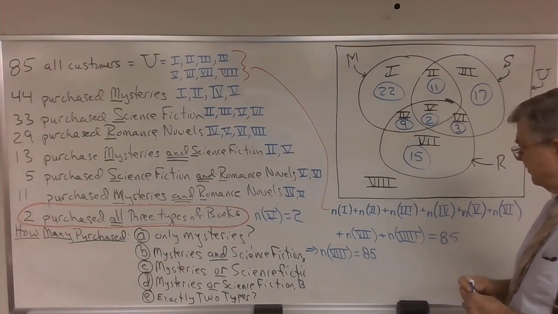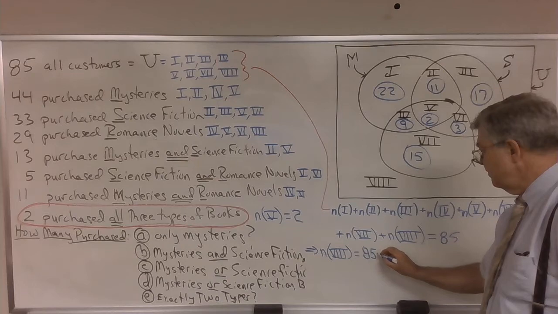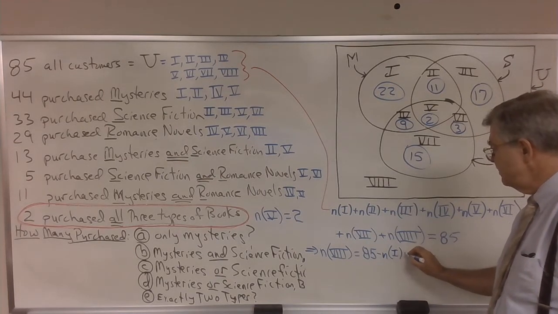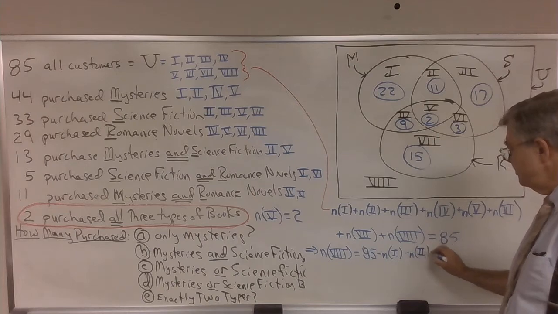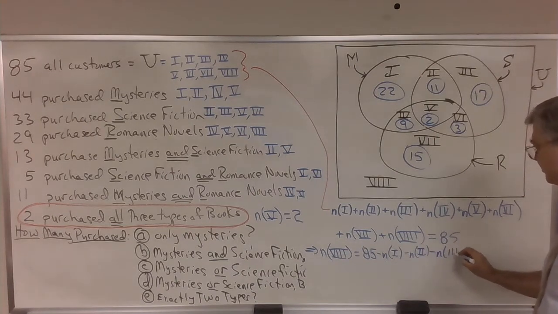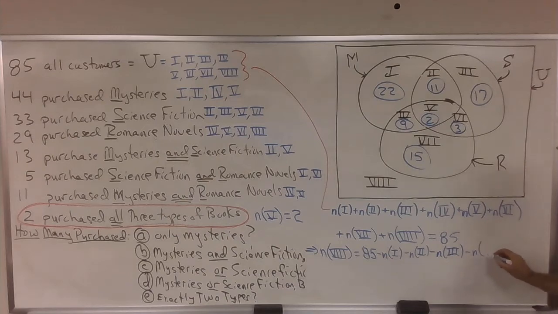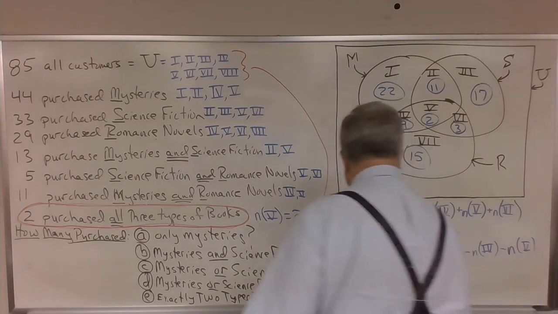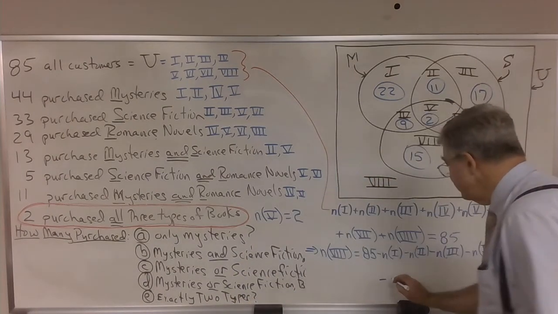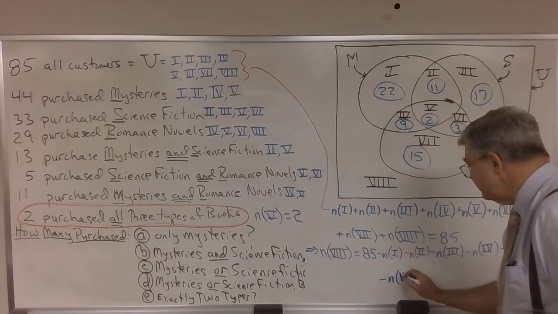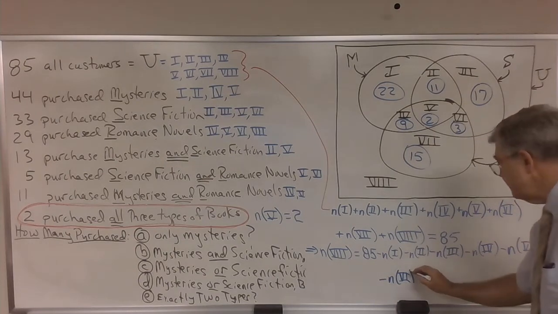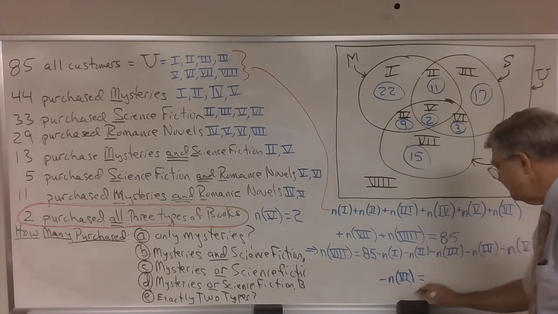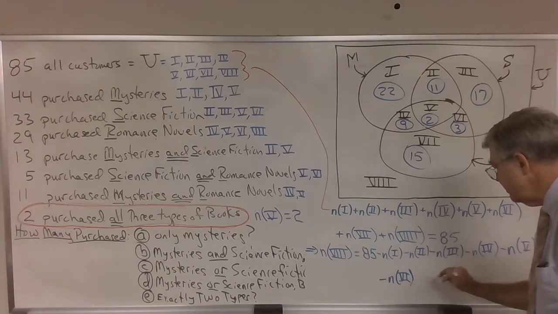Minus the number of people in region 1, number of people in region 2, minus number of people in region 3, minus number of people in region 4, minus number of people in region 5, minus number of people in region 6, minus number of people in region 7.